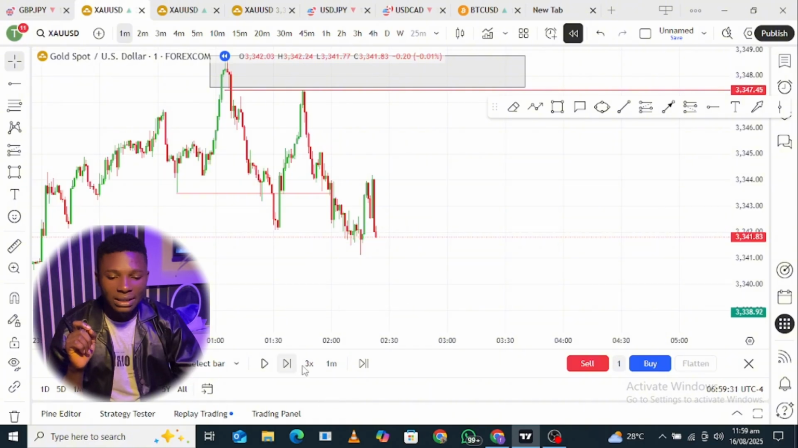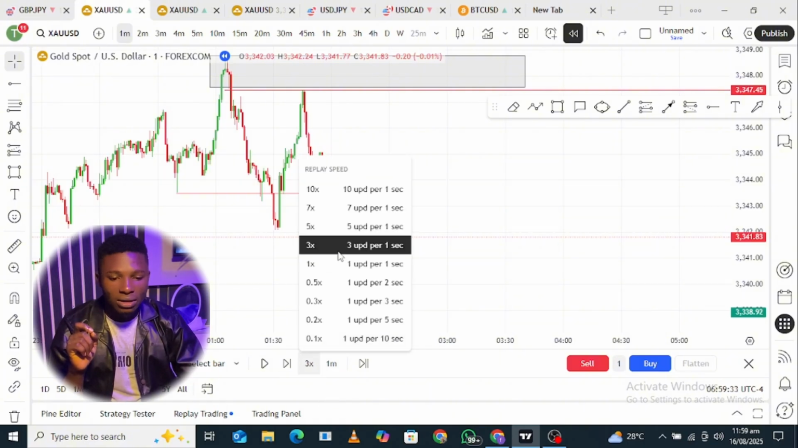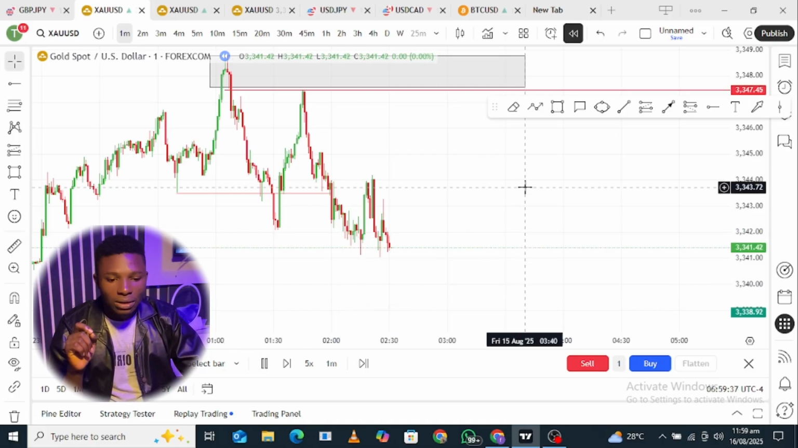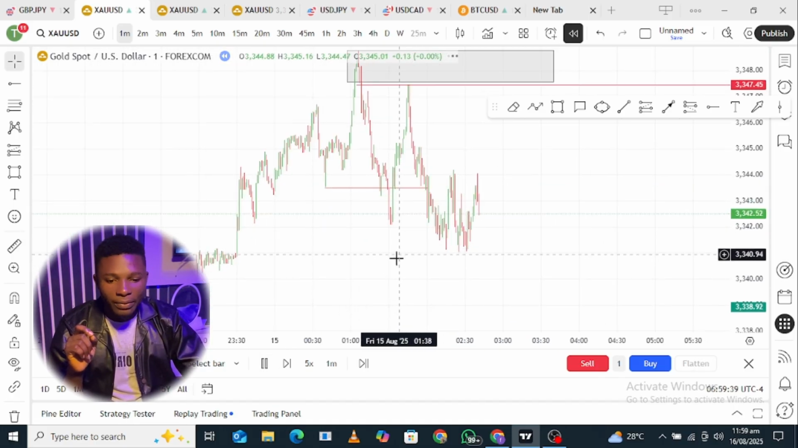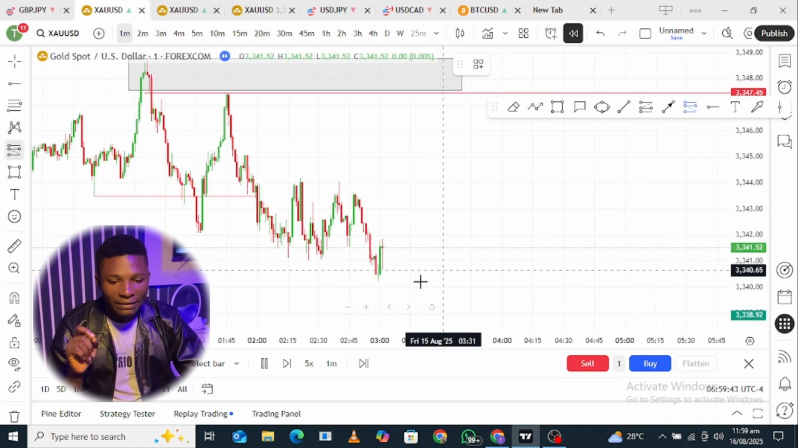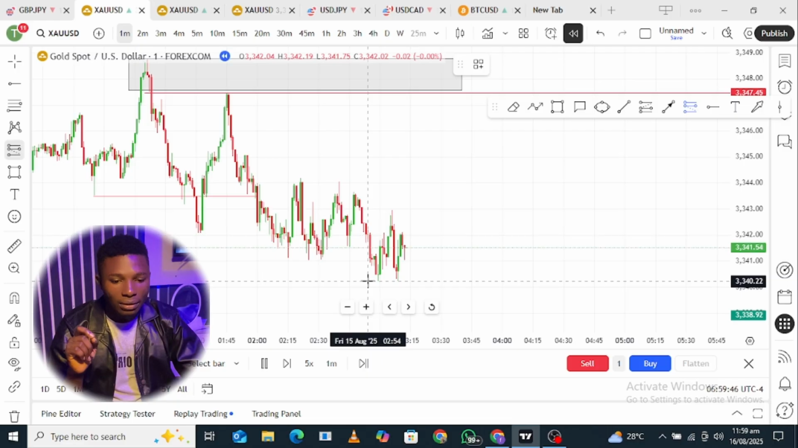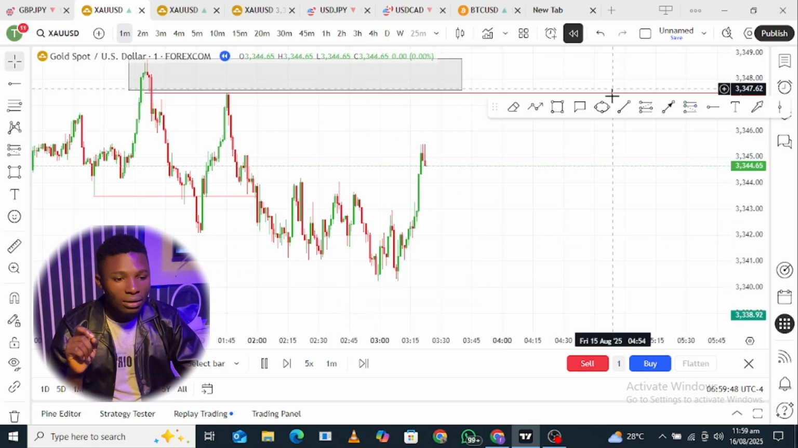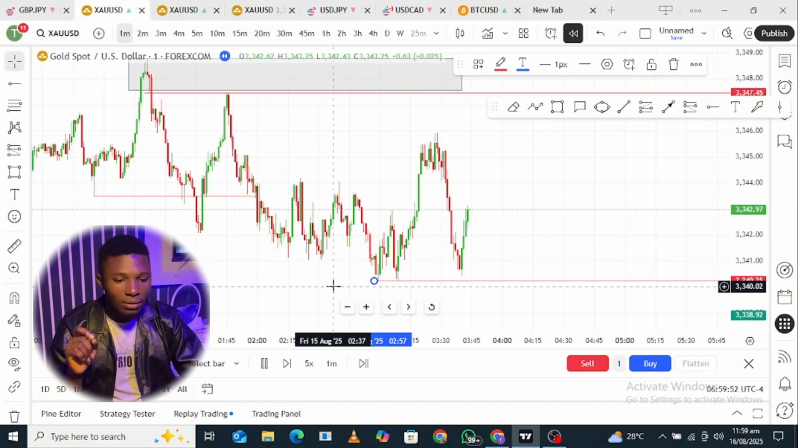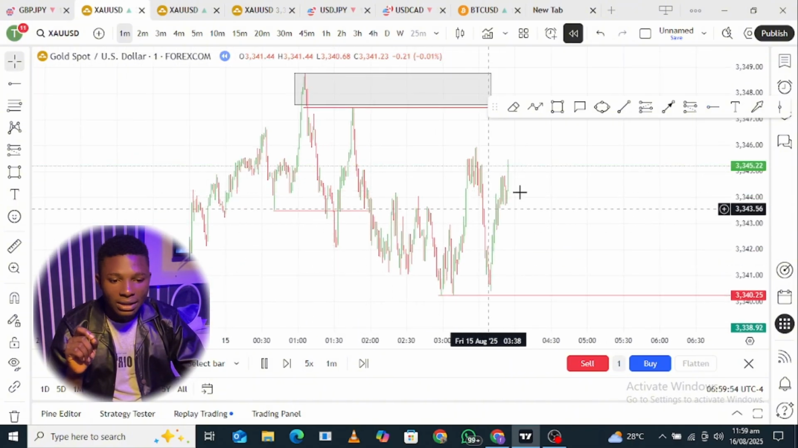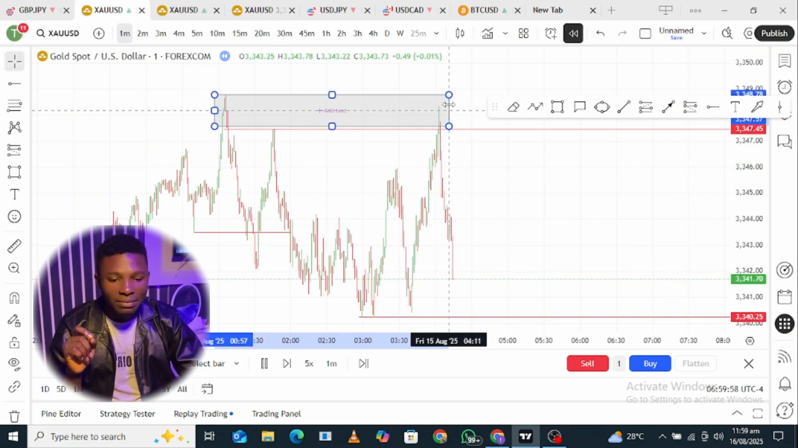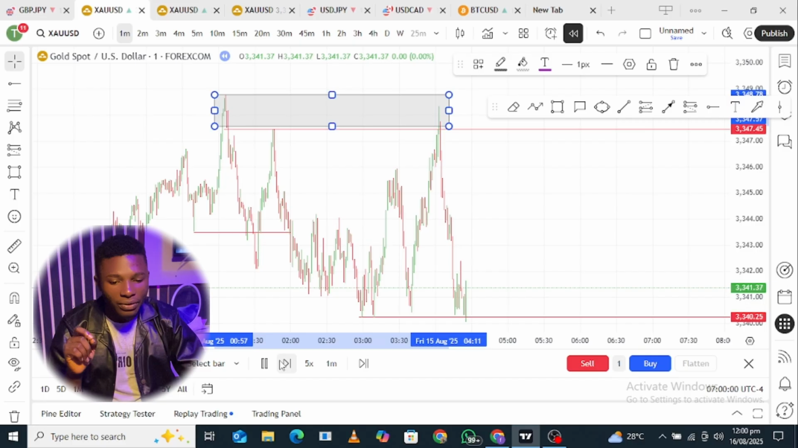So let me just replay this. Let me increase the speed so it can be very fast. Okay. So our take profit is going to be the last low. The last low. Okay, you have a new low right here now. Okay, let's see. Price tapped into our trade right here. Can you see, immediately price came back to our take profits?